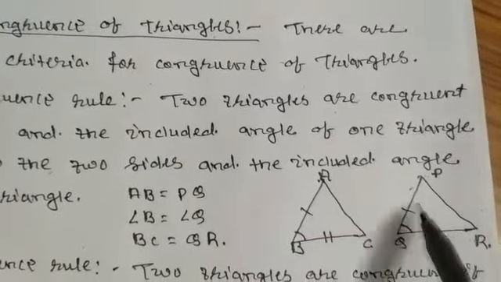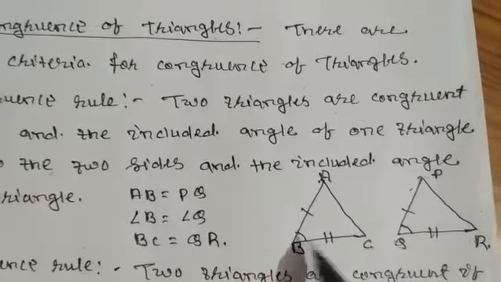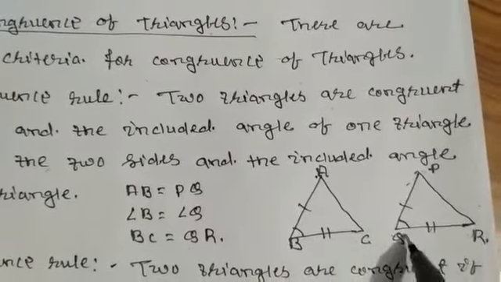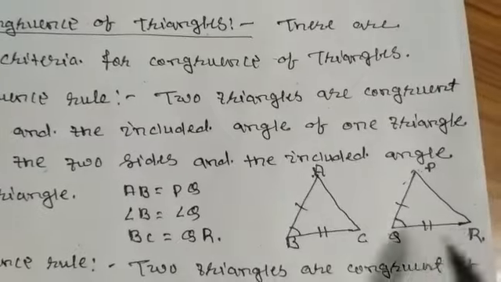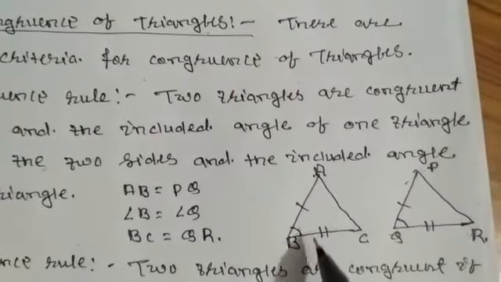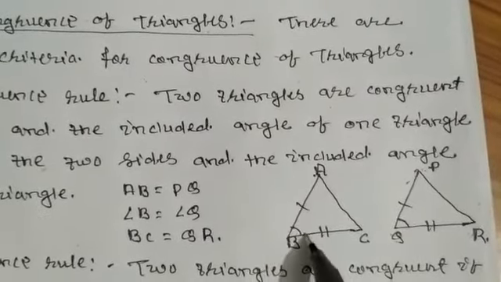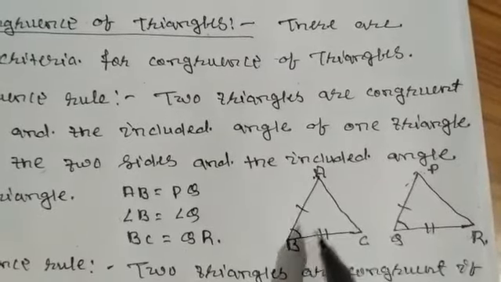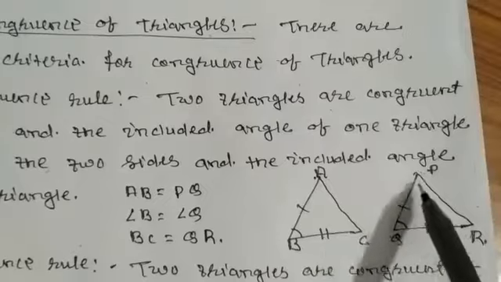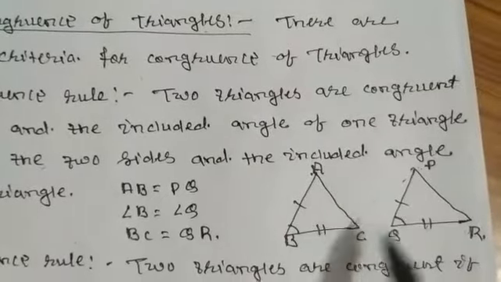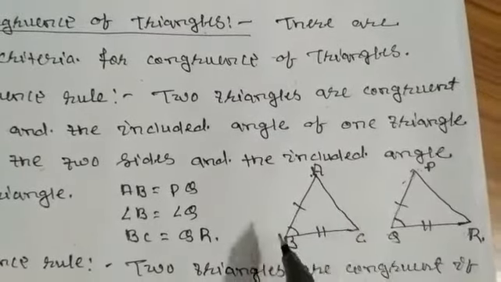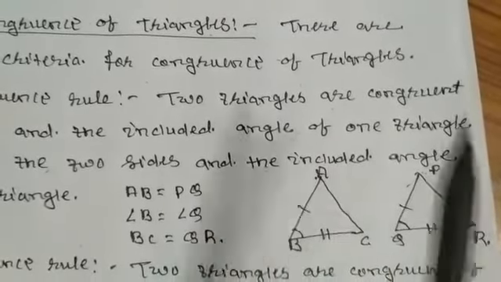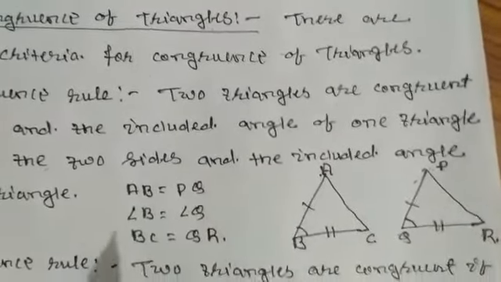Corresponding sides are equal, and one angle B is equal to angle Q, and another side BC is equal to side QR. So in these circumstances, you see that the one angle is not included between the equal sides. If this angle is equal to this angle, then in that case these two triangles will not be congruent. So this is the situation for congruence of triangles by the SAS rule.